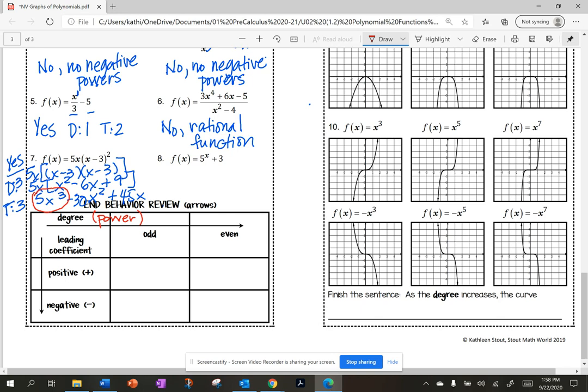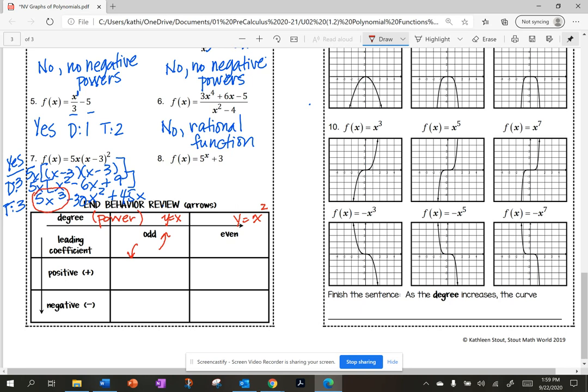So taking a look at whatever my leading term is, I'm going to just draw an arrow. If I have a leading term with an odd power, I'm going to think of linear to start out with. Thinking about a linear function, I start at negative infinity and end at positive infinity. So I'm thinking about y equals x here. For an even power, I'm thinking about a quadratic, y equals x squared.